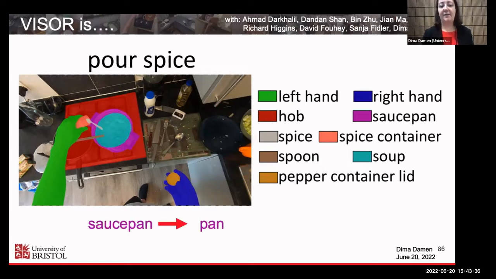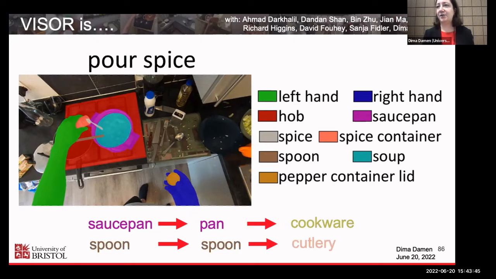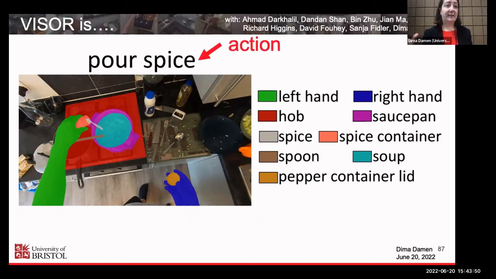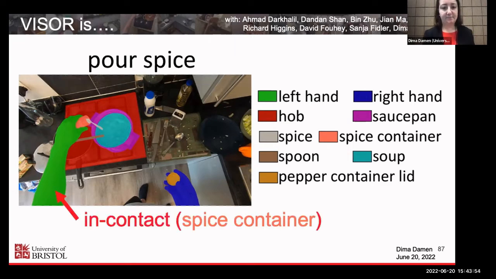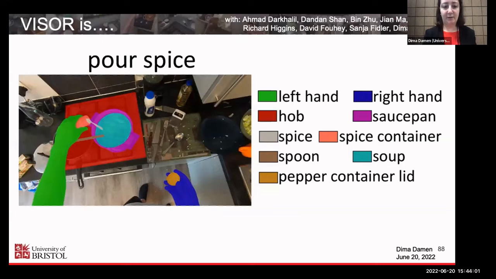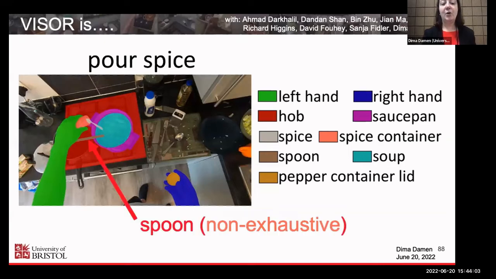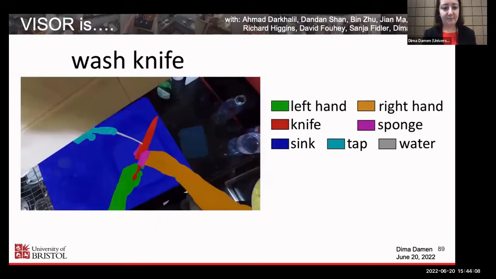Additionally, you have this additional information. So we also have this open vocabulary that we have mapped into a closed vocabulary of classes as well as macro classes. So that really helps in case you want to do more generalization. We also have what epic kitchens always had, which is action. So with every image, you know what the action ongoing is. We have knowledge of what the hand is in contact with. Is the hand in contact, and which object it is in contact with. And we also have the knowledge of if something has been exhaustively or non-exhaustively annotated.